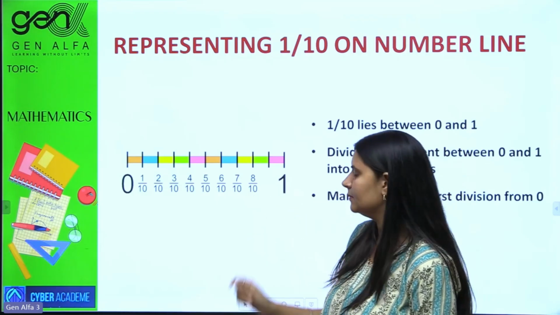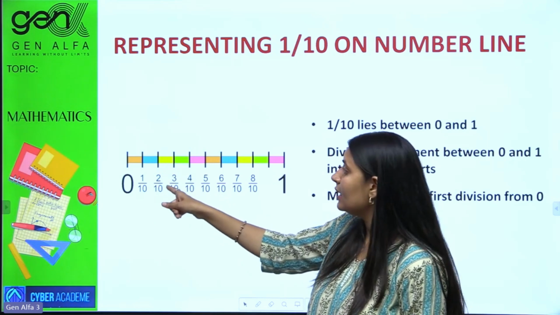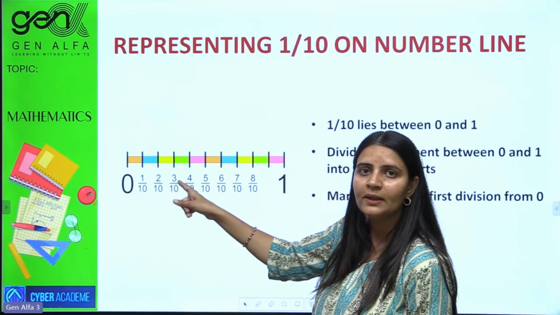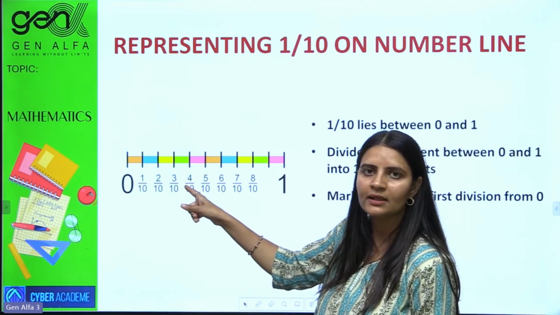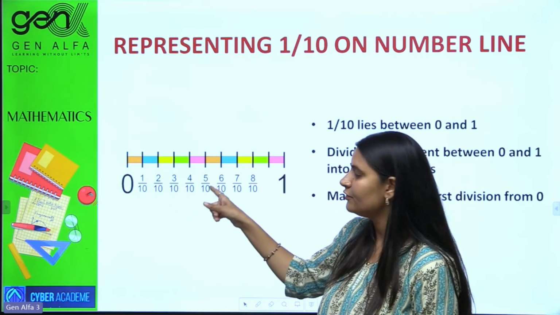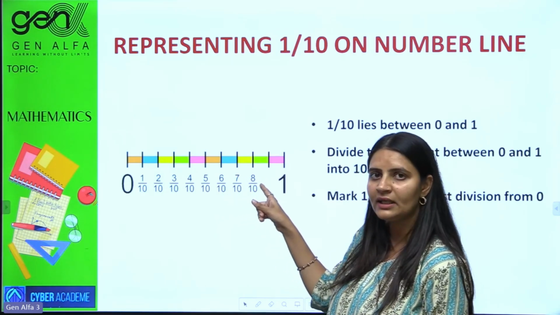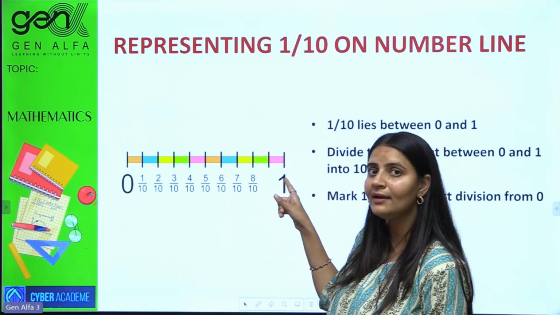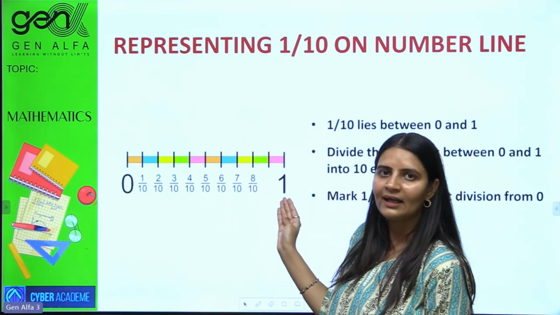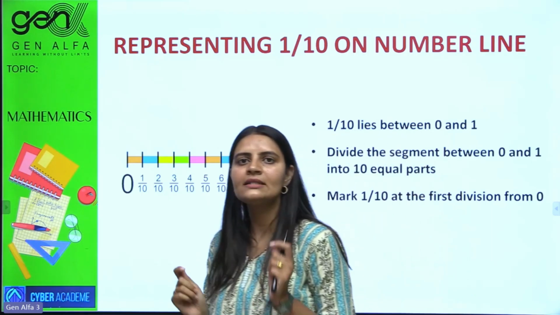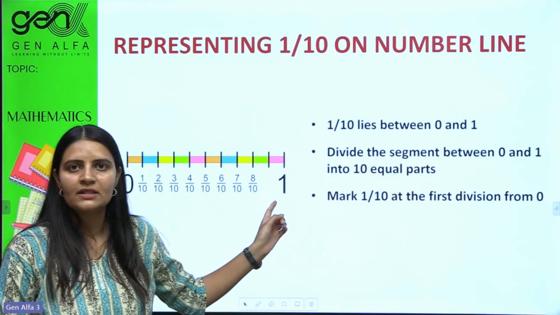Why? Let's see. First part is 1 by 10. Second part is 2 by 10. Third part is 3 by 10. Fourth part is 4 by 10. Fifth part is 5 by 10. 6 by 10. 7 by 10. 8 by 10. 9 by 10. And lastly, 10 by 10. That gives you 1. That's why the last division is always your 1.